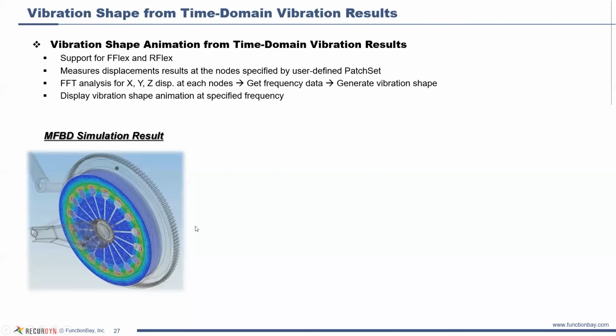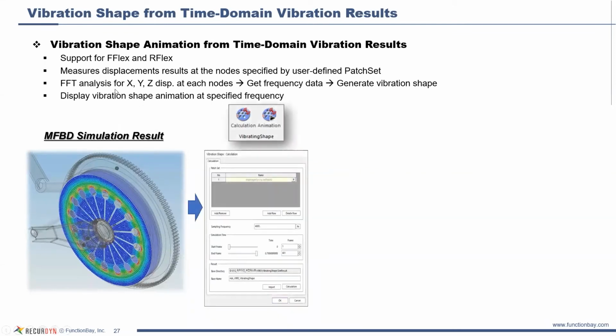RecurDyn then measures the displacements of the nodes specified by the user that they want to include in the post-analysis using a user-defined patch set. Then it does an FFT analysis on the X, Y, and Z displacements of all of these nodes. It also calculates the frequency data and then generates a vibration shape.